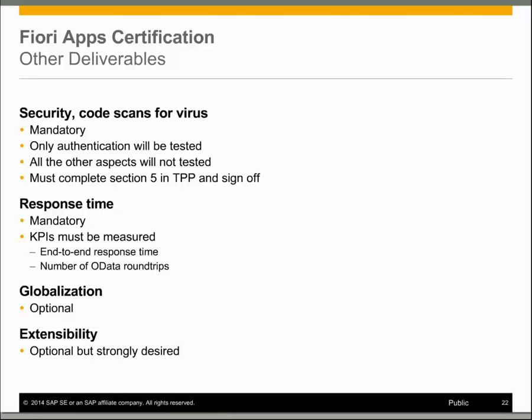The other two, optional criteria or deliverables, are globalization and extensibility. Globalization means we want the app to be supported in multiple regions and multiple languages. So if you're supporting multiple languages, then appropriate translation must be done. Extensibility, again, is optional but strongly recommended. That means your application must be capable of being extended at a customer, for a customer, and you should be following all the extensibility guidelines.